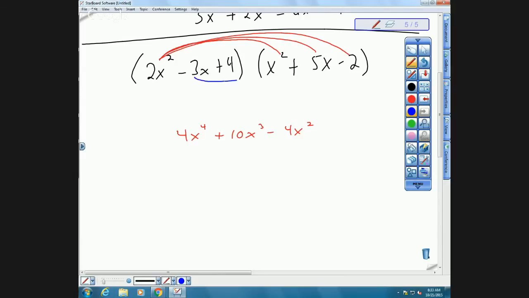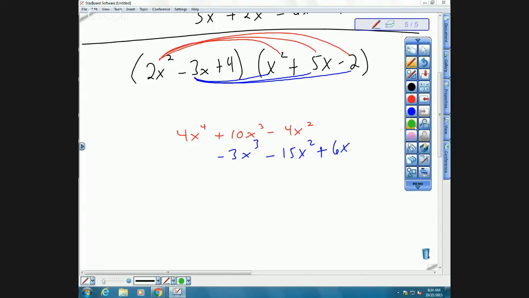Now let's take the middle one times all these. So negative 3x times x squared would be negative 3x cubed. So I'm going to write that in my x cubed column. Negative 3x times 5x would be negative 15x squared. Negative 3x times negative 2 would be positive 6x. So now I've taken this one times everything over here, this one times everything over here. So the last one I got to take the 4 times everything over there. So 4x squared, 4 times 5x would be 20x, and 4 times negative 2 would be negative 8.